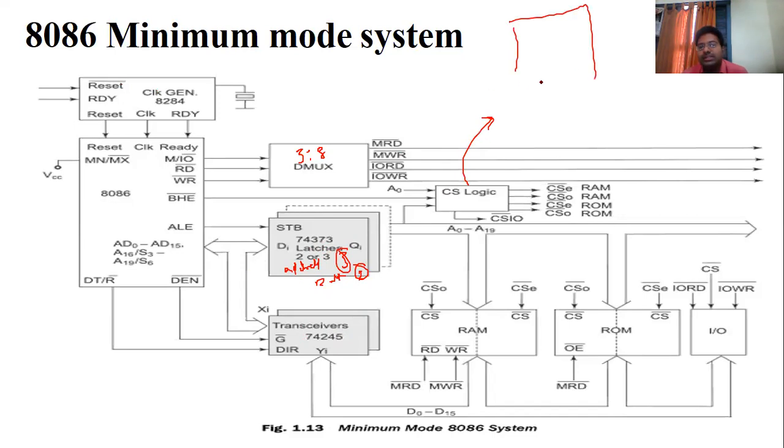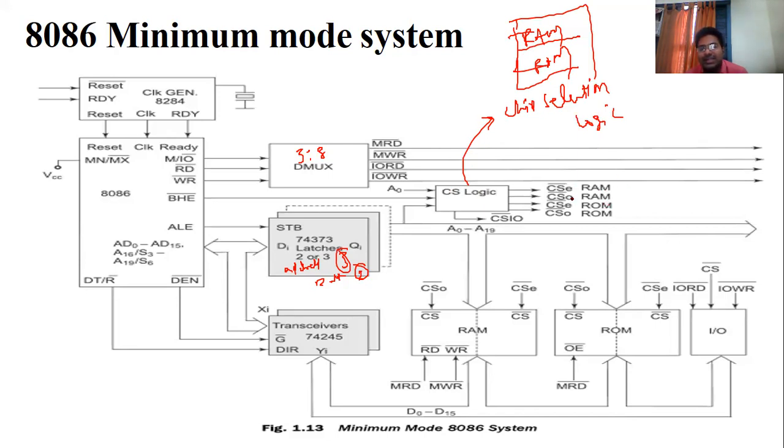You know that memory is divided into 2 parts, RAM and ROM. This control logic is going to decide whether our CPU is connected to the RAM or ROM. So we can call it chip selection logic. CS means chip selection logic. These are chips: RAM is one chip and ROM is one chip. This CS will decide whether the microprocessor is connected to RAM or ROM.